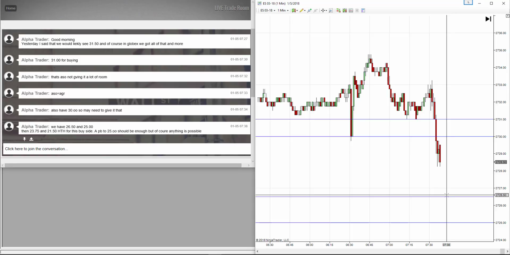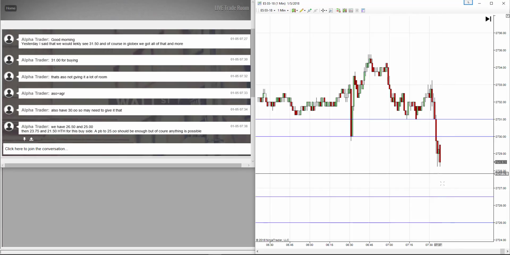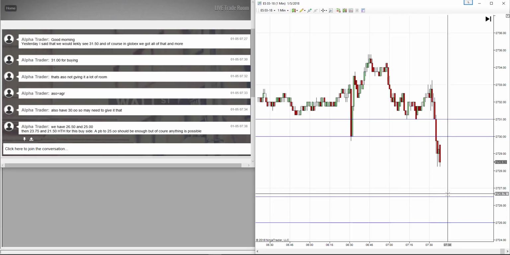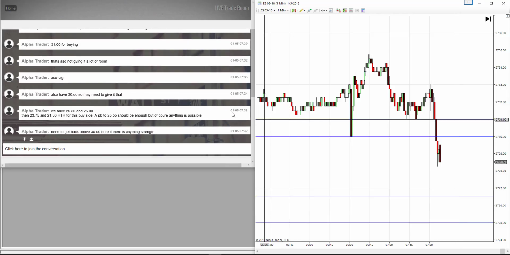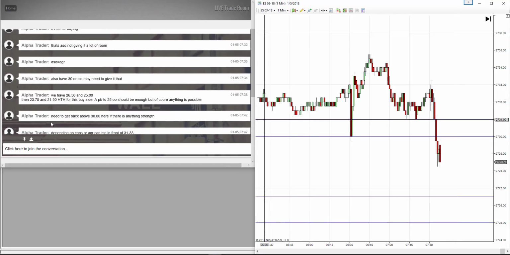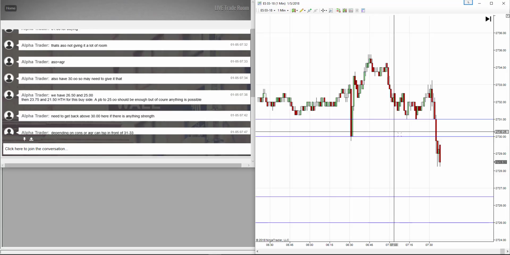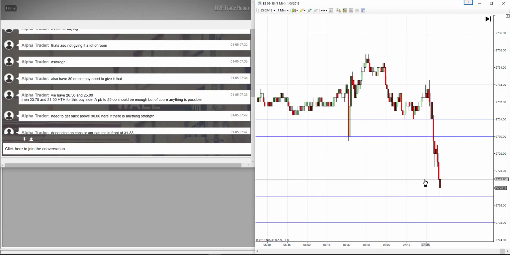This is what we're doing. We know in advance, if price gets down here, we're buying. We're going to be entering in at 26.75 or 27. If we get down here, we're buying at 25 and a quarter or 25.5. Okay, the next post was at 42: need to get back above 30 if there's any strength. Okay, so let's go to 42 so we can see how this played out.